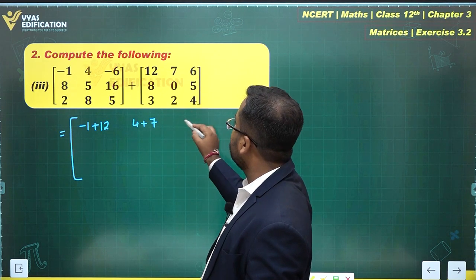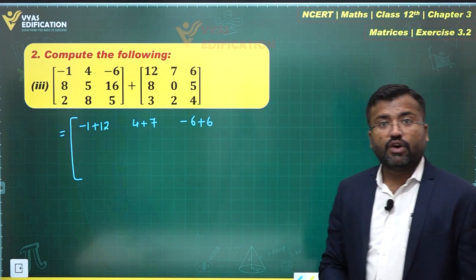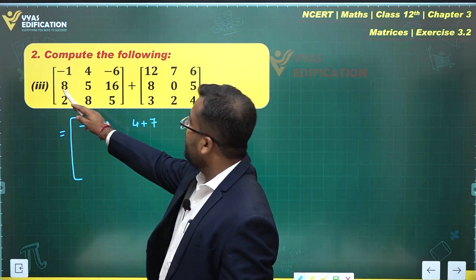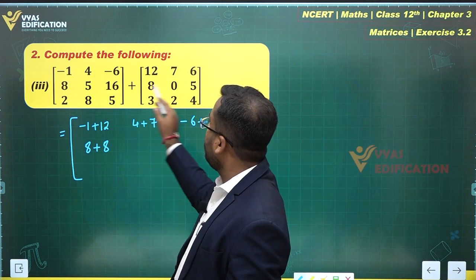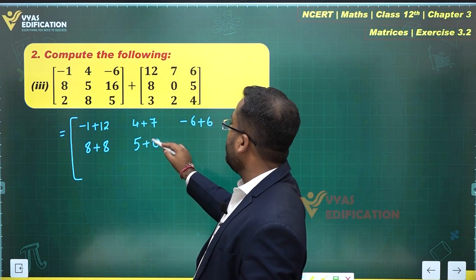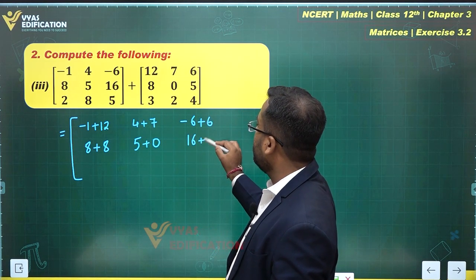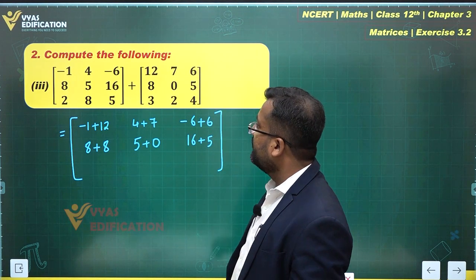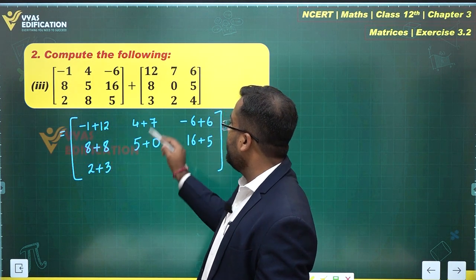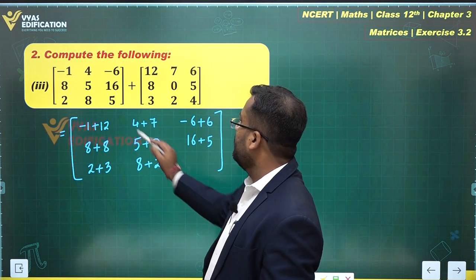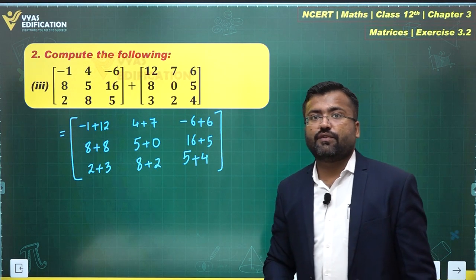Then minus 6 plus 6 is what we have over here. Right? What next? This is 8 and 8. Let's add them together, 8 plus 8. This is 5 and 0. Let's add 5 and 0. This is 16 and 5. Let's add 16 and 5. The corresponding elements, that's what we are adding. This 2 and 3 get added. This 8 and 2. This 5 and 4 get added. This is what we have.